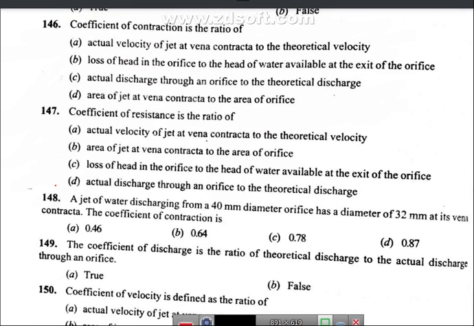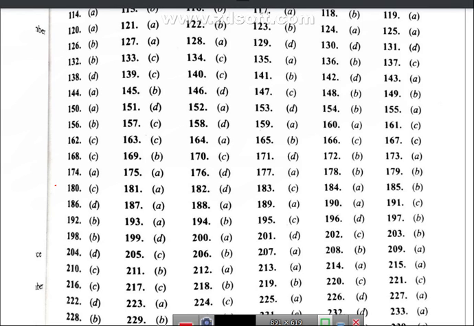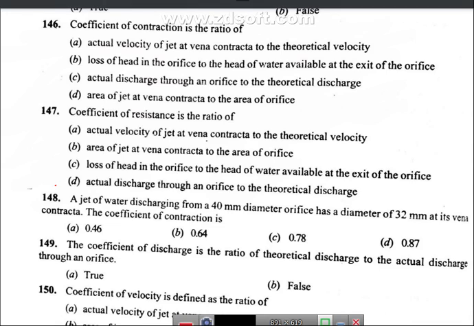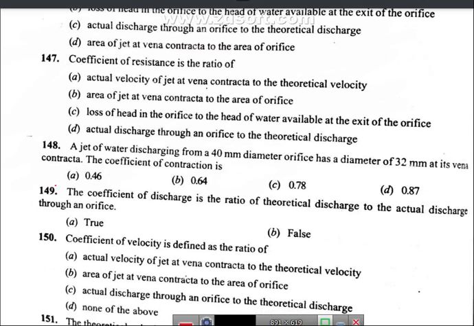146. Coefficient of contraction is the ratio of actual velocity of jet at vena contracta to the theoretical velocity, loss of head in the orifice to the head of water available at the exit of the orifice, actual discharge through an orifice to the theoretical discharge, and area of the jet at vena contracta to the area of orifice. What is the right answer? 146 का D. That is your coefficient of contraction is the ratio of area of jet at vena contracta to the area of the orifice.